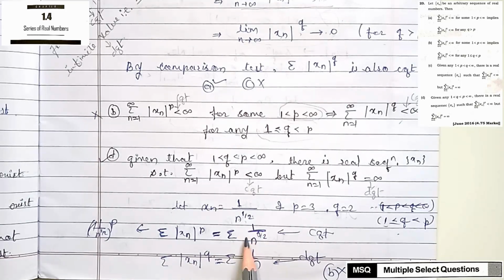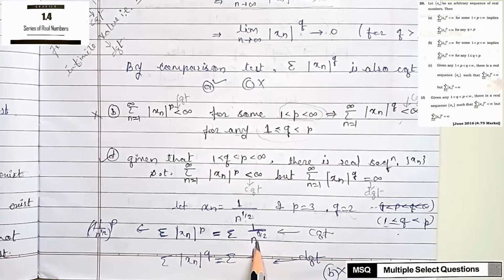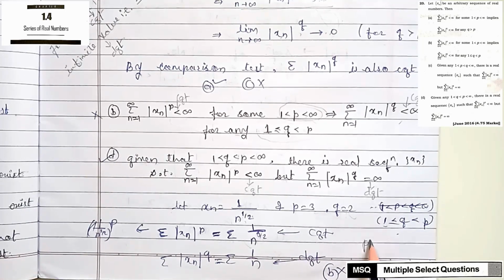So if this is convergent, then consider modulus of xn raised to p. Let us find out the value. The series of modulus of xn raised to p means the series of 1 upon n raised to 1 by 2, raised to p which is 3, that means n raised to 3 by 2. And by the p-test, if p is bigger than 1, then we say the series is convergent, and if p is smaller than 1, it is divergent.